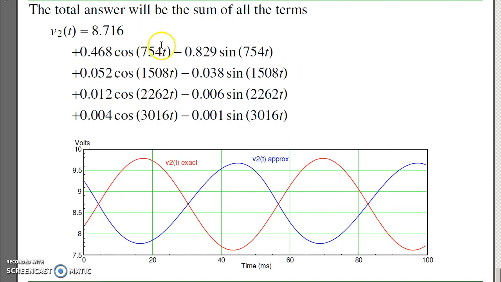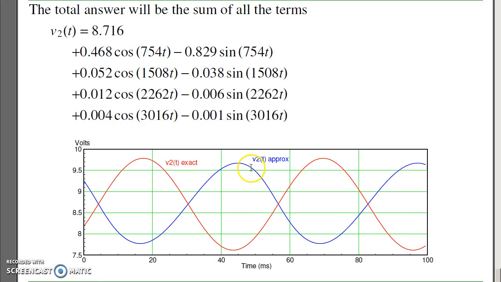When all is said and done, what I have is the input, the first harmonic, second harmonic, third harmonic, fourth harmonic. Put them all together, that gives you the red line. That's exactly what Part Sim gave you, exactly what Circuit Lab will give you. That is the exact solution.